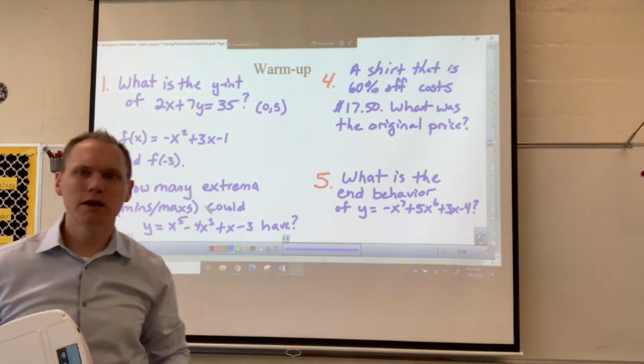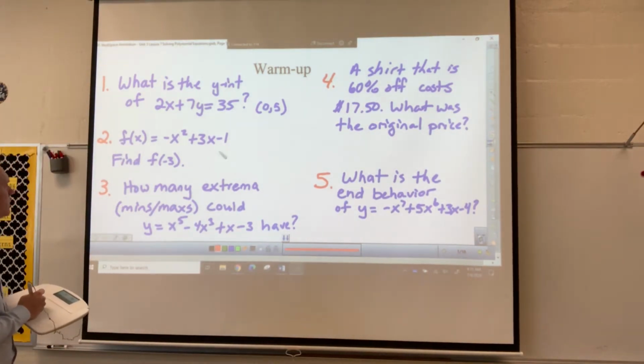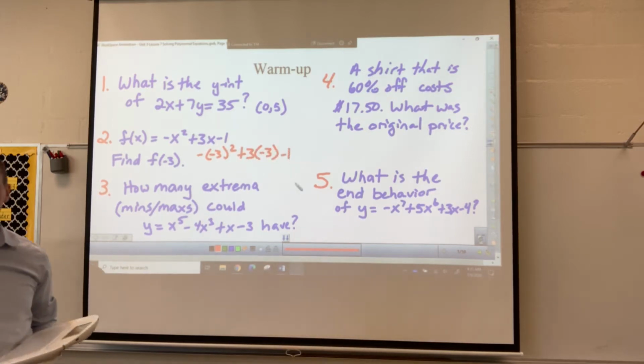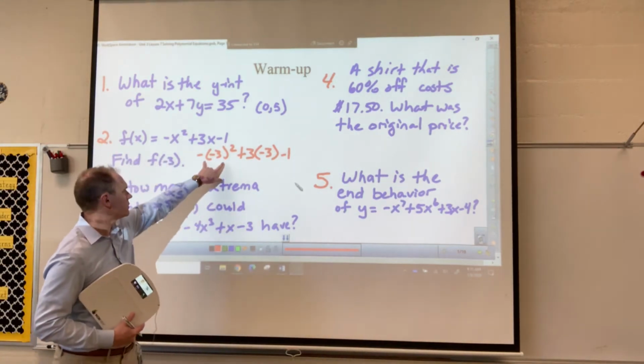All right, number 2, f of x equals negative x squared plus 3x minus 1. What is f of negative 3? So we really want to figure out what negative 3 squared plus 3 times negative 3 minus 1 is. That's what we want to find out.